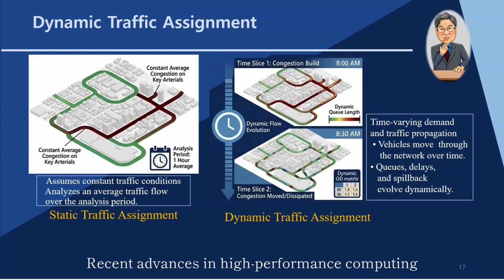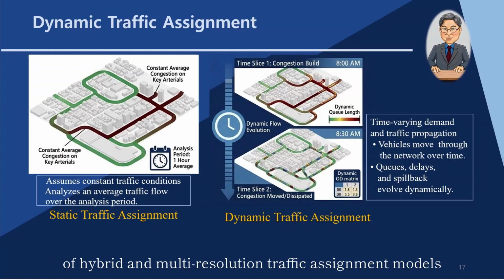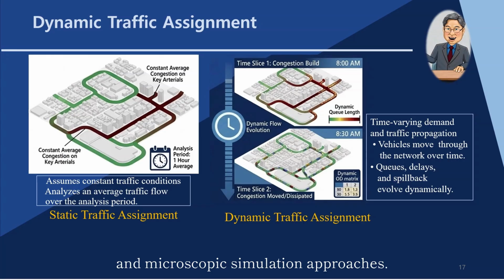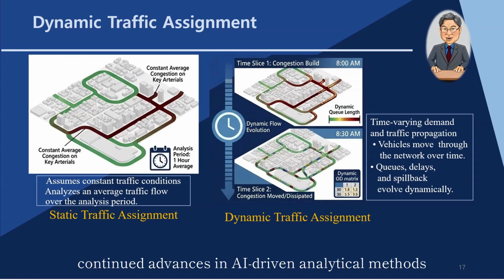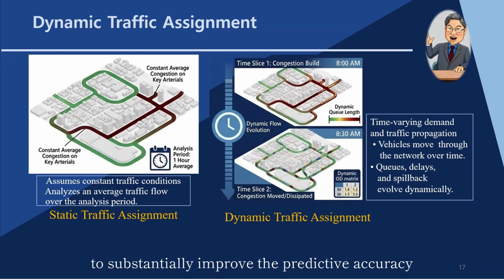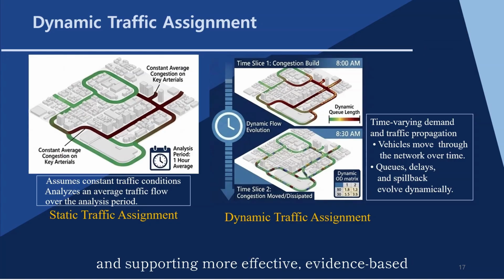Recent advances in high-performance computing and the widespread availability of GPS-based mobility big data have accelerated the development of hybrid and multi-resolution traffic assignment models that integrate macroscopic, mesoscopic, and microscopic simulation approaches. Looking ahead, continued advances in AI-driven analytical methods and high-resolution real-time mobility data are expected to substantially improve the predictive accuracy of traffic assignment models, enabling more reliable transportation forecasting and supporting more effective, evidence-based transportation planning and policymaking.